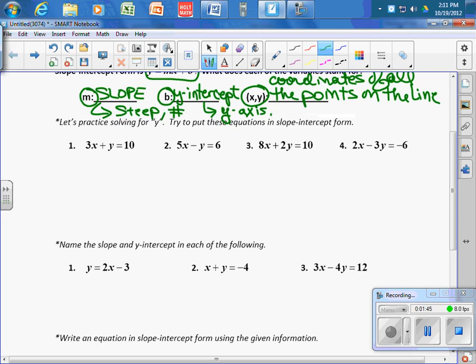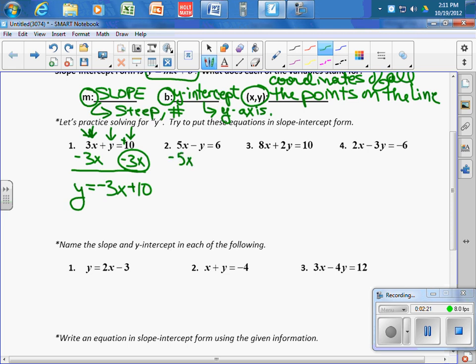Well, to practice solving for y, in number 1, we have 3 terms here. I have a 3x, I have a y, and I have a 10. I need to get the y by itself, and I need to eliminate this term, the 3x, from this side of the equal sign. To do that, we subtract 3x. To get it into slope-intercept form, we're going to have y is equal to whatever the x term is right after the equal sign. So it's a negative 3x. Since the 10 is positive, we'll put plus 10, and we now have this in slope-intercept form.